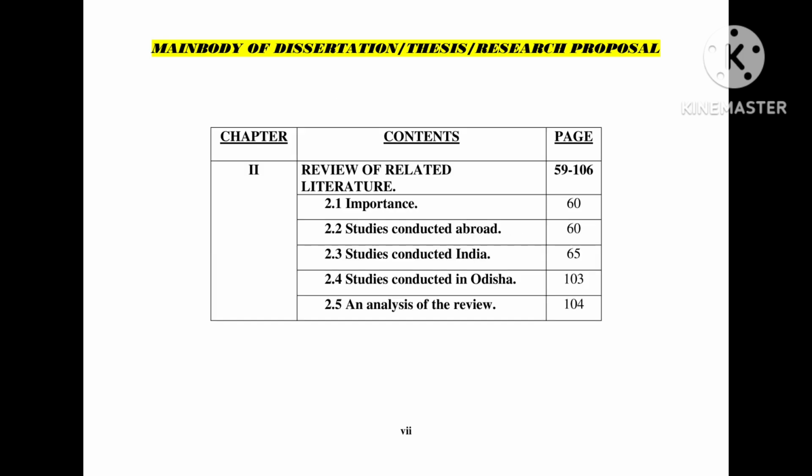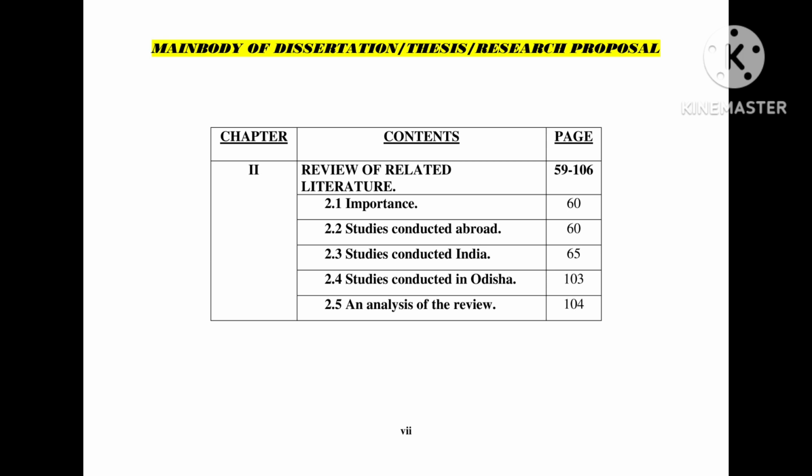Chapter 2, Review of Related Literature. Here also we have to state the page number from dash to dash. There are subpoints which are most important under it, and that is stated as 2.1 importance, 2.2 studies conducted abroad, 2.3 studies conducted in country, studies conducted in the state, and analysis of the review. Under review, here it is categorized on geographical basis.